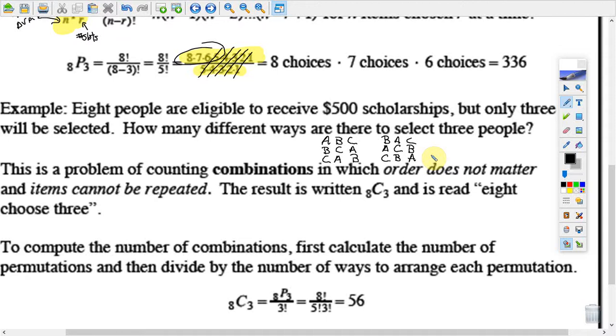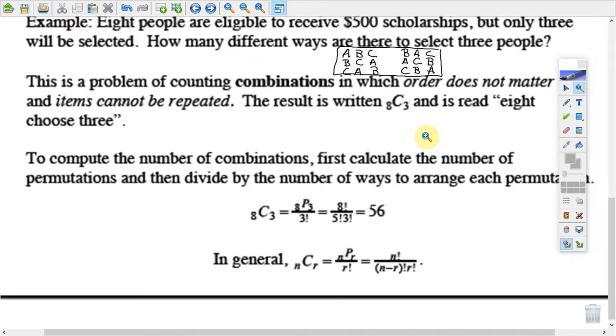But they would all be the same as one possibility under a combination, because those would just be the 3 scholarship winners. So if we were talking about permutation, these would be 6 different groups. But for combinations, this is all just going to be one group. So what happens with a combination, where order doesn't matter, and again, items still can't be repeated, is that we have to divide by all the different ways to arrange those positions. So here we have order doesn't matter.